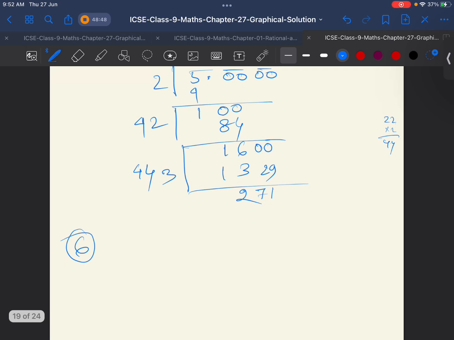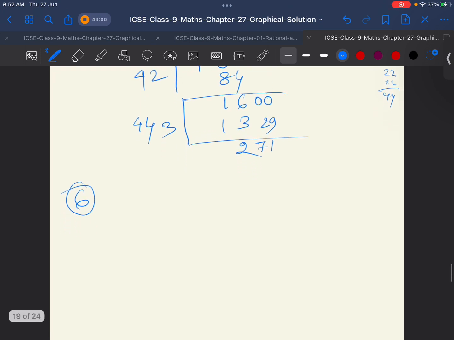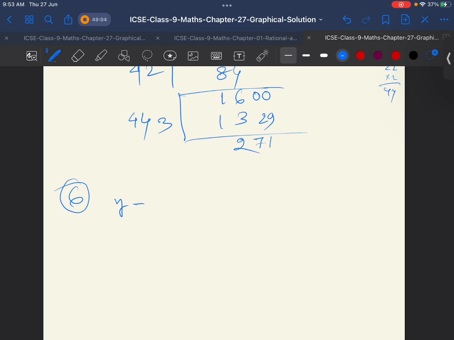Okay, so see question 6. The sides of a triangle are given by the equations this and this and this. Find graphically the area of the triangle. And second question, the coordinates of the vertices of the triangle. Okay, so first equation is y minus 2 equals to 0.